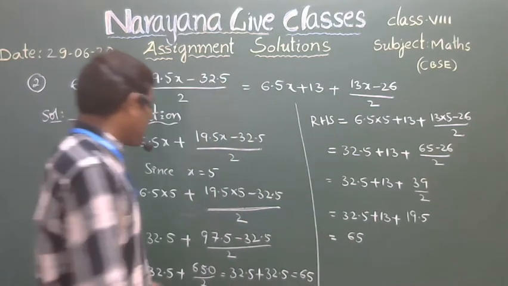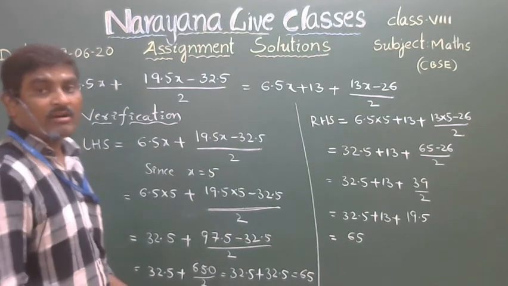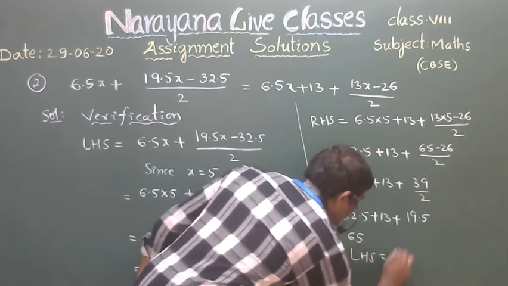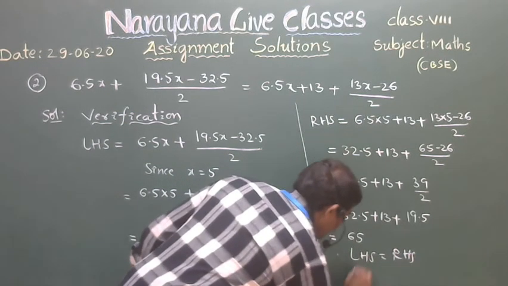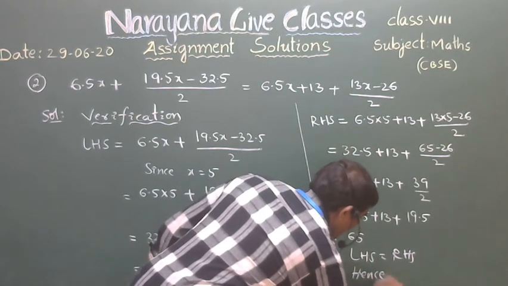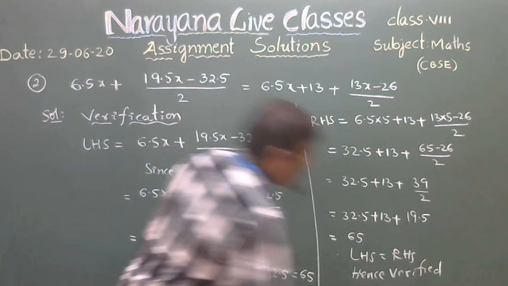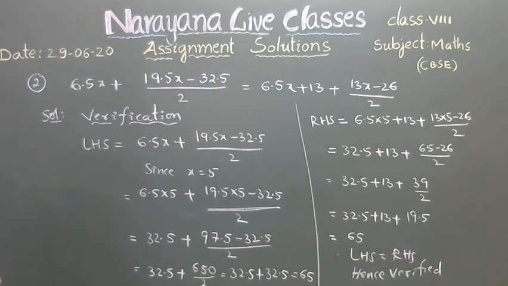So here LHS I got 65, RHS I got 65. So LHS is equal to RHS. Hence verified. This is the verification. Okay, children.